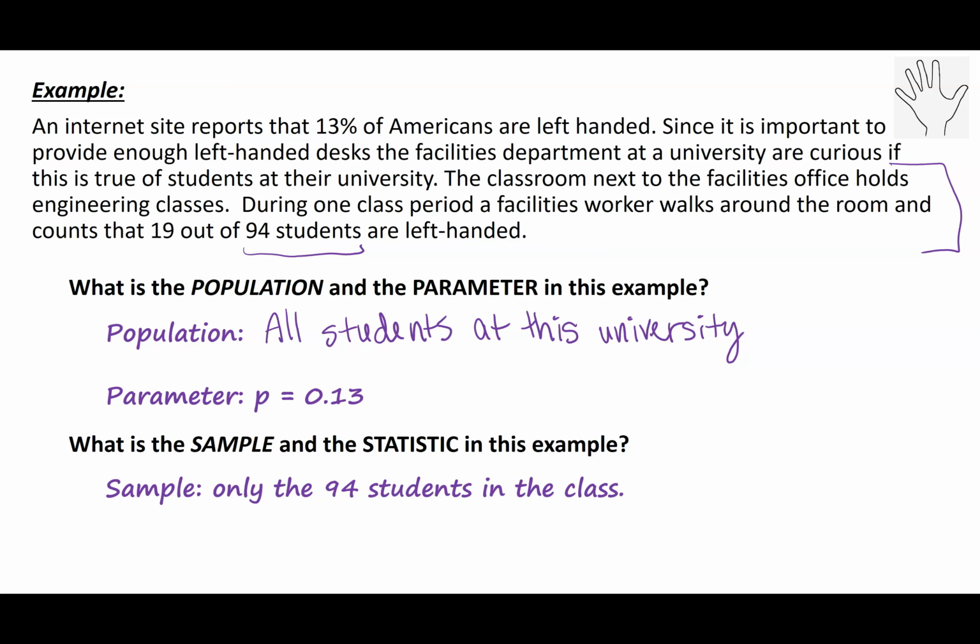And then my sample statistic is going to be the proportion I observed in my sample. So P hat, be very cautious, there should be a hat, is 19 over 94, is equal to 0.202, or if you translate into percentage, 20.2%. So at least based on this class alone, maybe this particular university needs to be concerned, like if they only make 13% of desks left-handed, they may not have enough left-handed desks, at least not for this classroom.